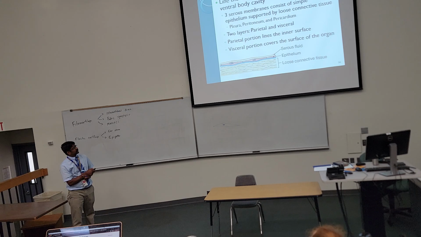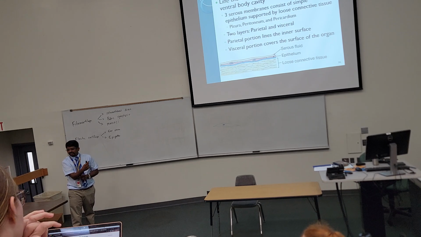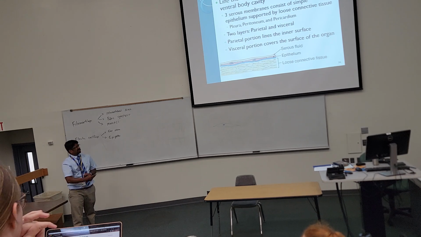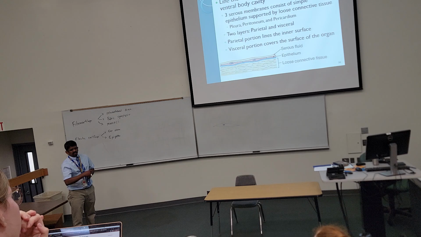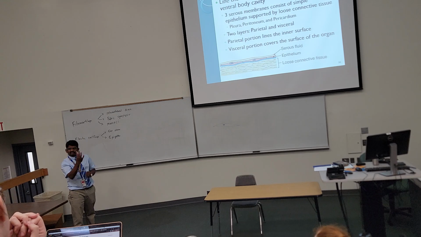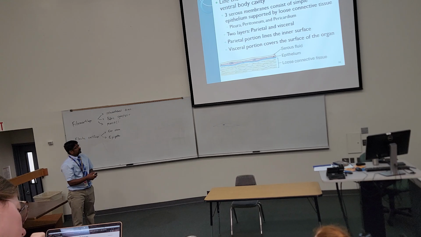So two layers, parietal versus visceral. The visceral layer is right on the organ, and in between there's a little space where we have the serous fluid, and then it's the parietal layer. Okay. Inner surface, we're talking about the surface of the body, but not necessarily the surface of that organ, right? This one covers the surface.